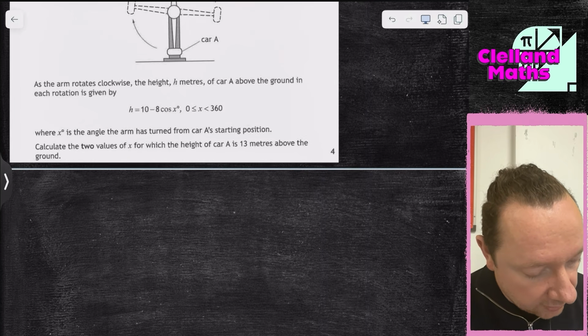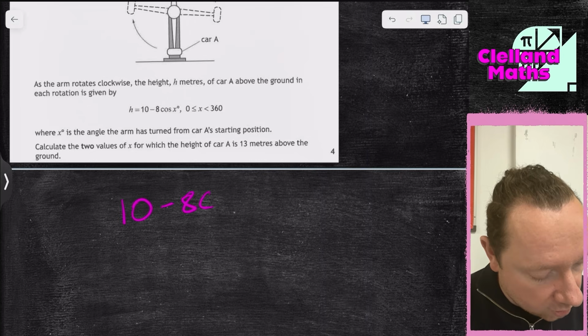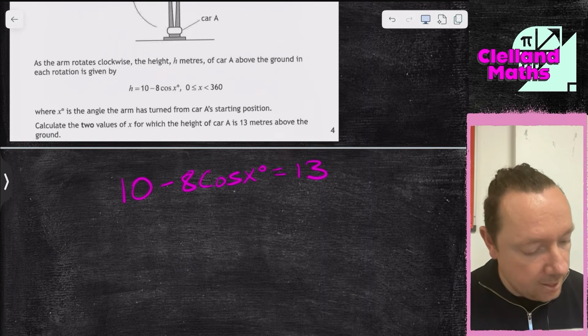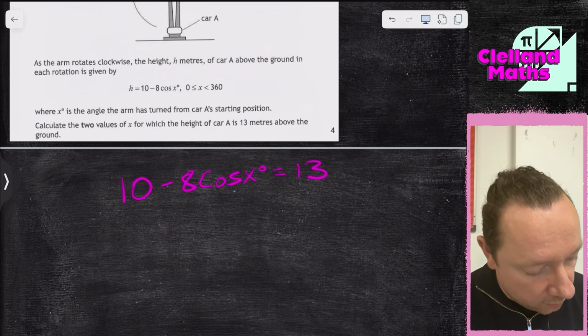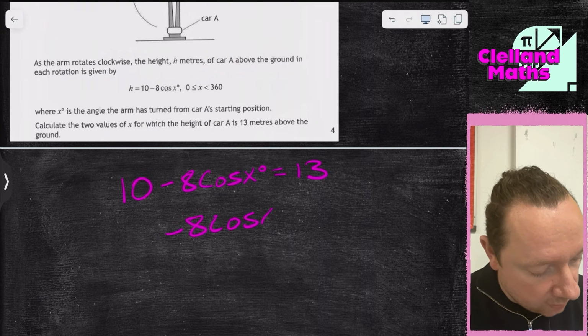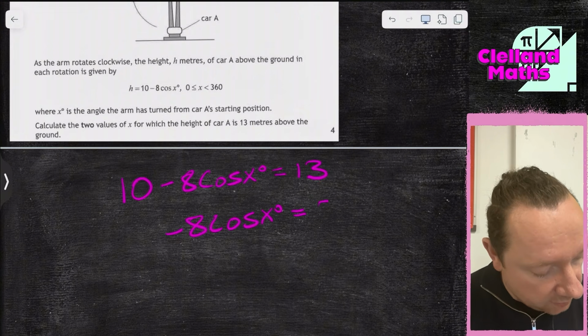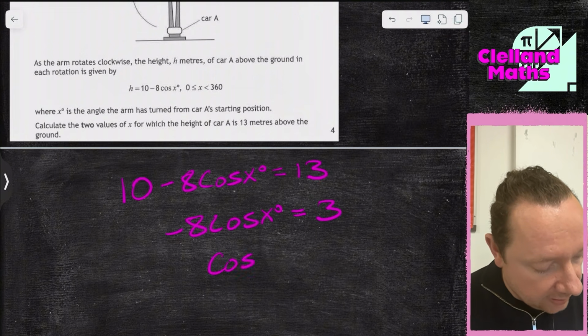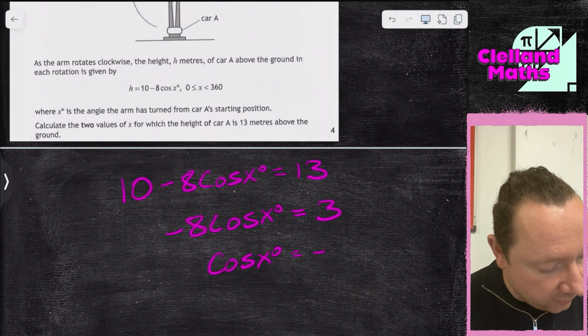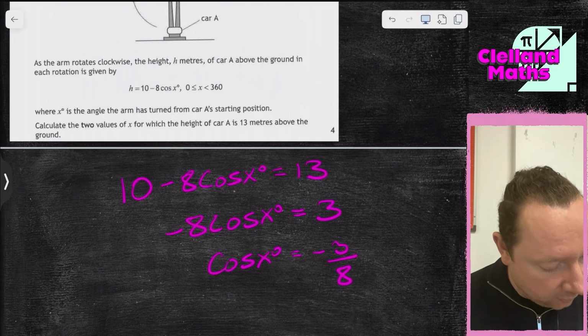13 meters, so I'll just write 10 minus 8 cos x equals 13, and I need to solve that. So I move the 10 first, this is your first sticking point, so the minus 8 cos x is staying where it is. Opposite of 10, which is opposed to the numbers minus, so that gives me 3. And I need to divide by minus 8. So I get minus 3 over 8, or 3 over minus 8, but I prefer minus 3 over 8.